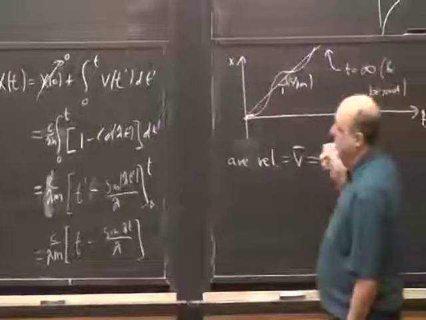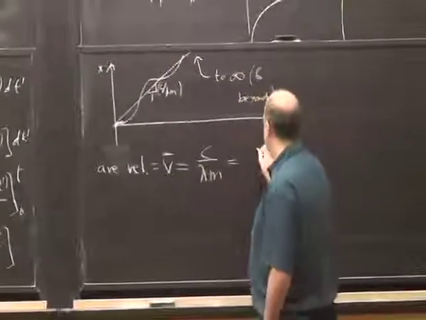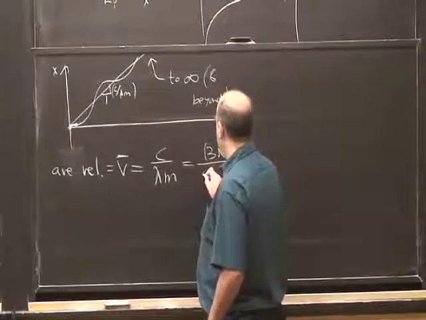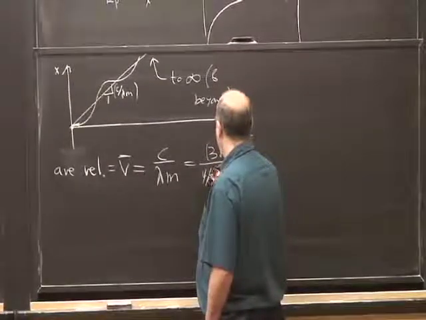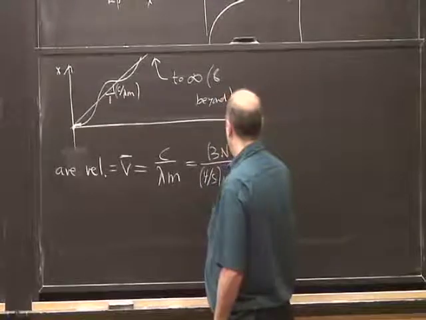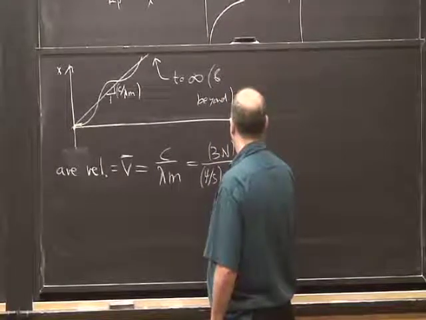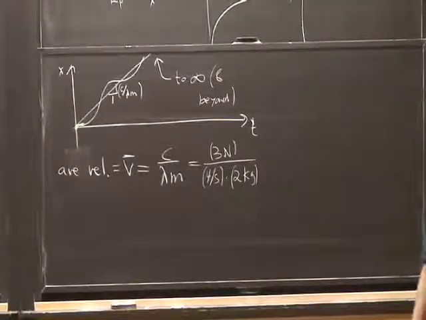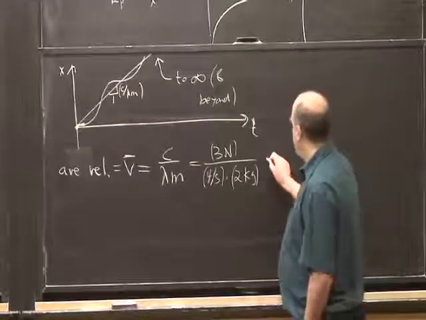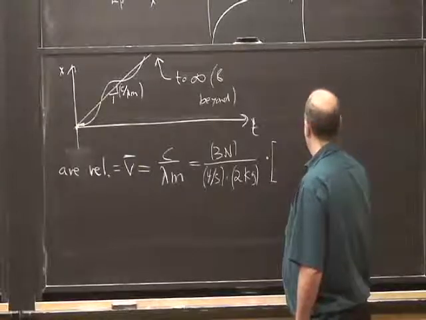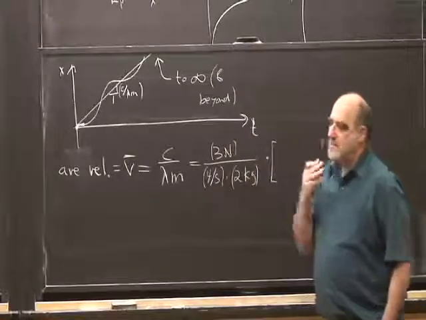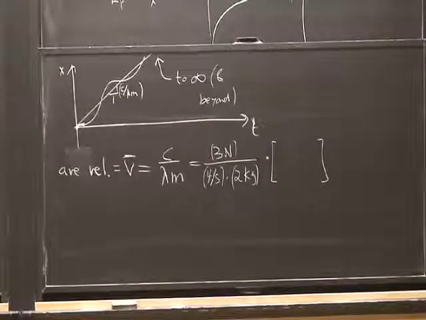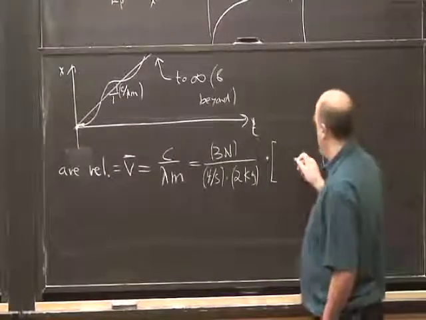I said c was 3 newtons. So this turns into 3 newtons divided by lambda, which we said was 4 per second, multiplied by m, which we said was 2 kilograms. And we're supposed to get a velocity out of this. How can we get a velocity out of this? We can multiply it by 1. We want to multiply it by 1 in such a way that we think it's going to work out well. If we multiply by the wrong kind of 1, it's still correct.